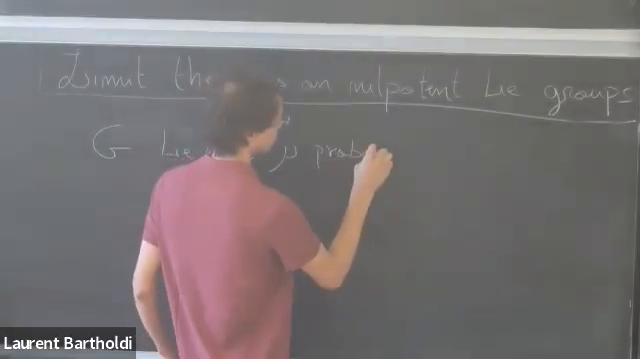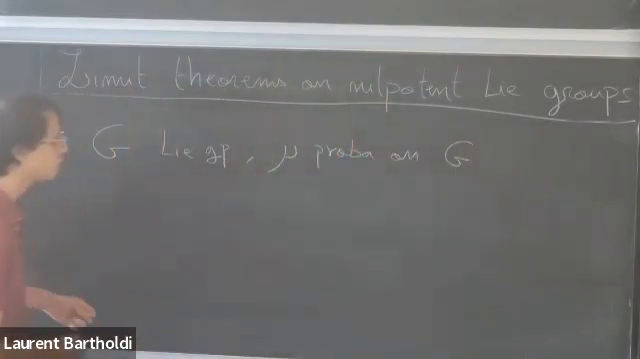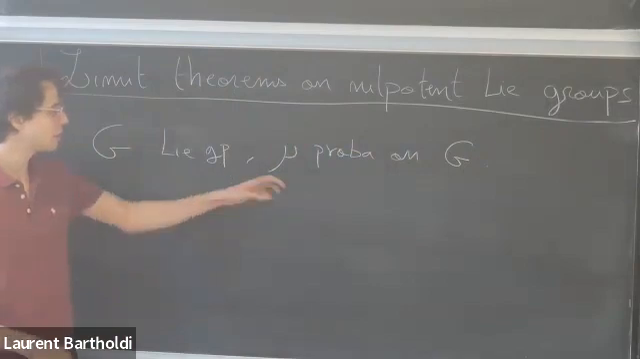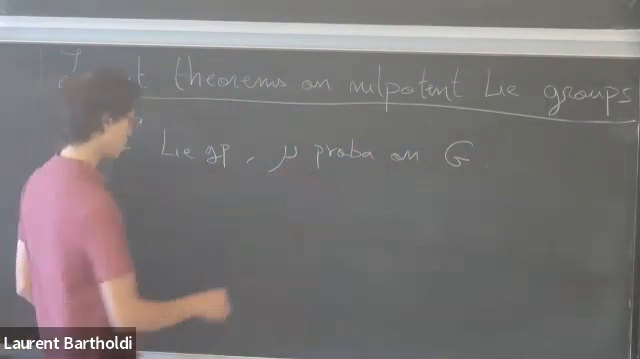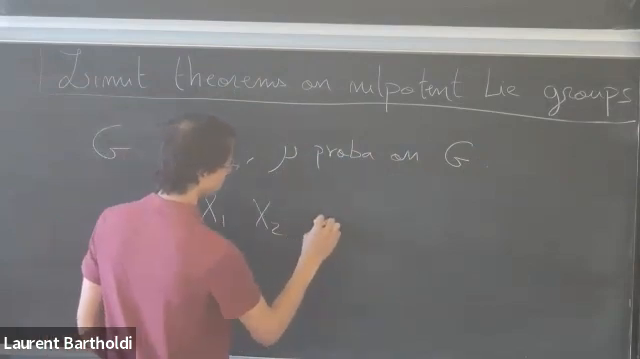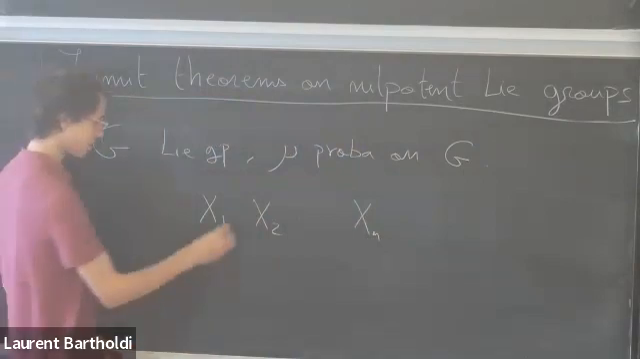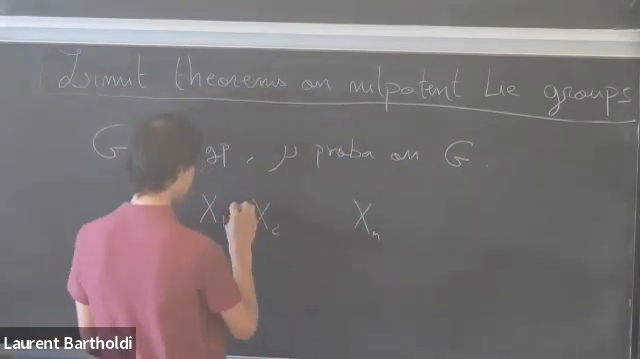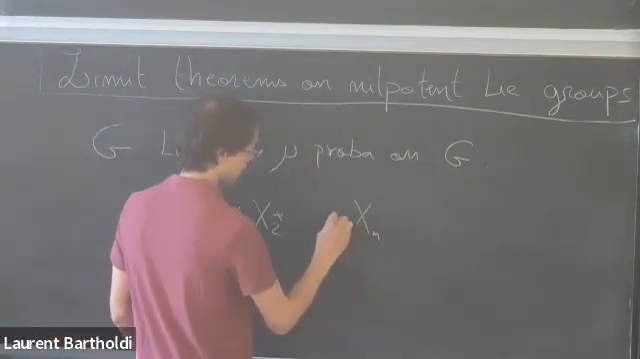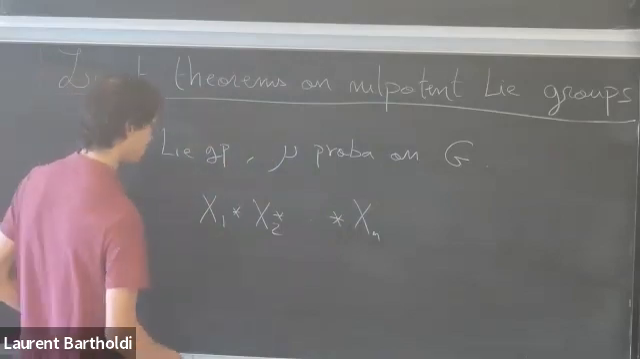A probability measure mu on G, and you take some random variables distributed according to mu, so x1, x2, etc., xn. You multiply those variables, and you are interested in the distribution of this new random variable, that is the n-fold convolution.